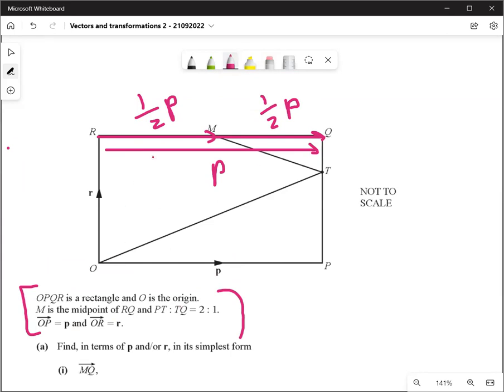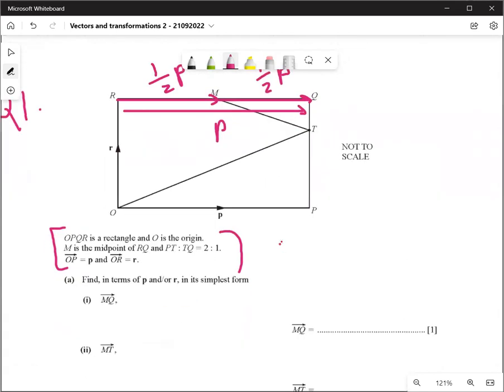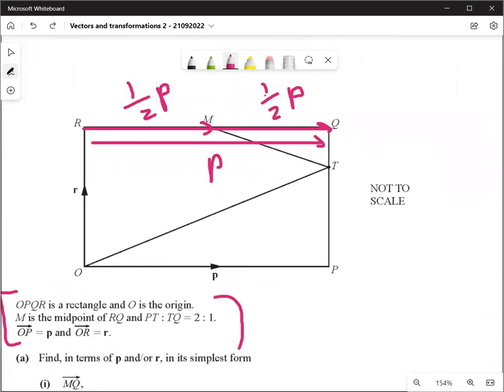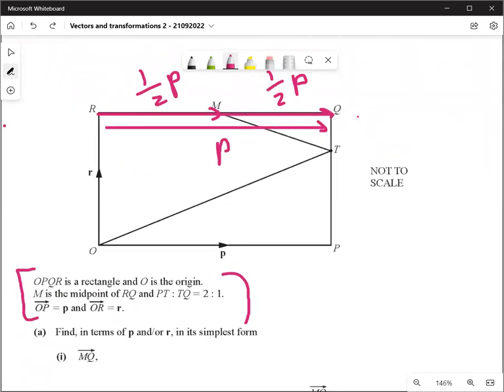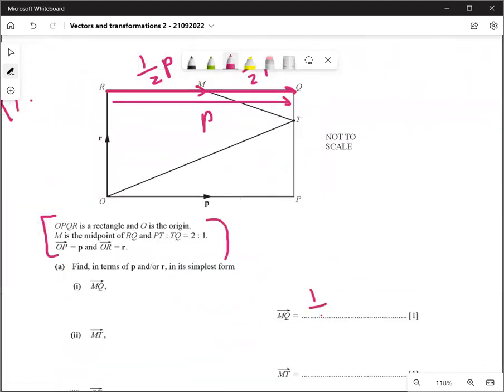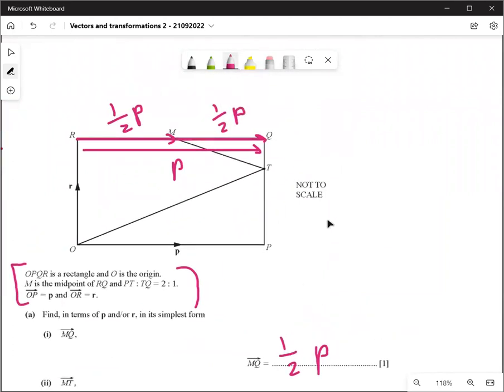I have to go now. We'll just find MQ and then we'll end the class. Let's finish this MQ. If OP is P, then RQ must also be P, and we know that M is the midpoint, so RM must be half of P and MQ must be half of P. We're dividing it in 50%. So 50 here, 50 here. Now I want to go from M to Q, and I realize that MQ must be half P. So the answer over here is half P. Is that clear? Any questions?